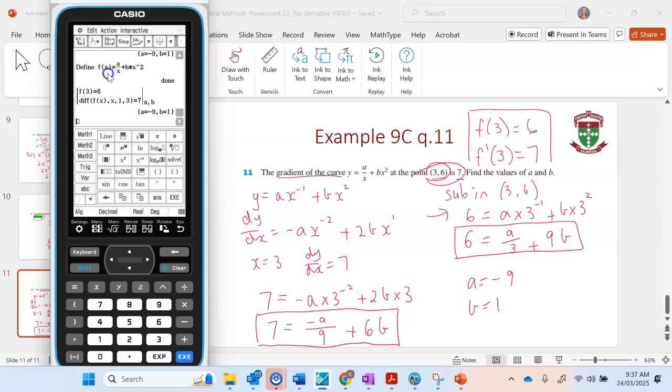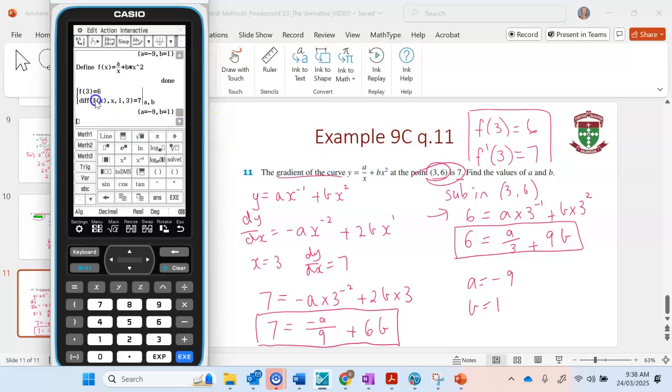You define your function. You've got 2 bits of information. So the point 3, 6 is on your curve. You substitute that into your original function, not into your derivative, because this 6 is equal to y, not dy dx. So make sure that you don't get confused between those two.